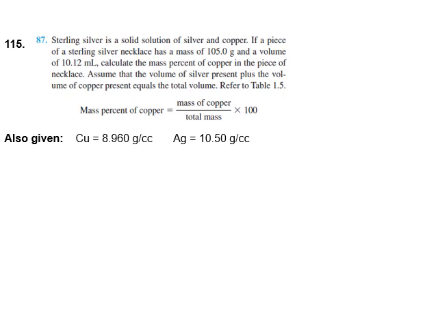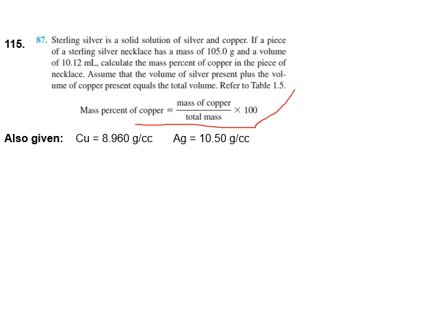Sterling silver is a solid solution of silver and copper. If a piece of sterling silver necklace has a mass of 105 grams and a volume of 10.12 milliliters, calculate the mass percent of copper in the piece of necklace. Assume that the volume of silver present plus the volume of copper equals the total volume. And then it says refer to table 1.5. That's to get these two values for these two things right here, so I just wrote those in for you.